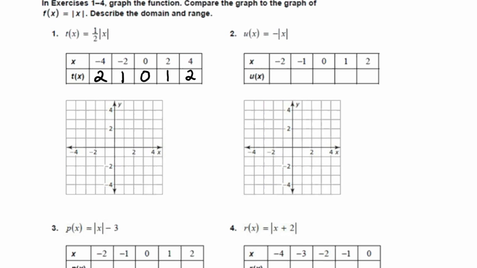So we're going to graph our parent function first, which remember is 0 and then 1. So it's just like that V. Right? We're making that V. So here's our parent function. And we're going to go ahead and we're going to graph our t of x. So at -4, we're at a 2. And then we're at a 1 and 0 and then 1 and then 2.